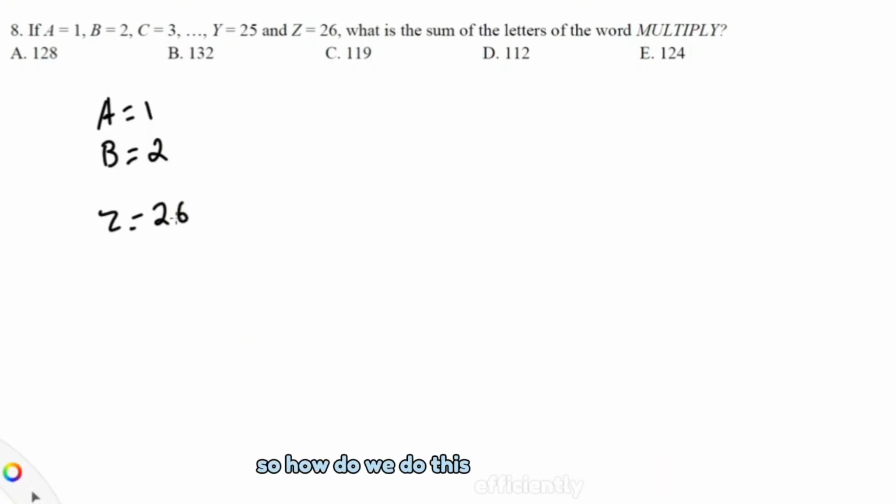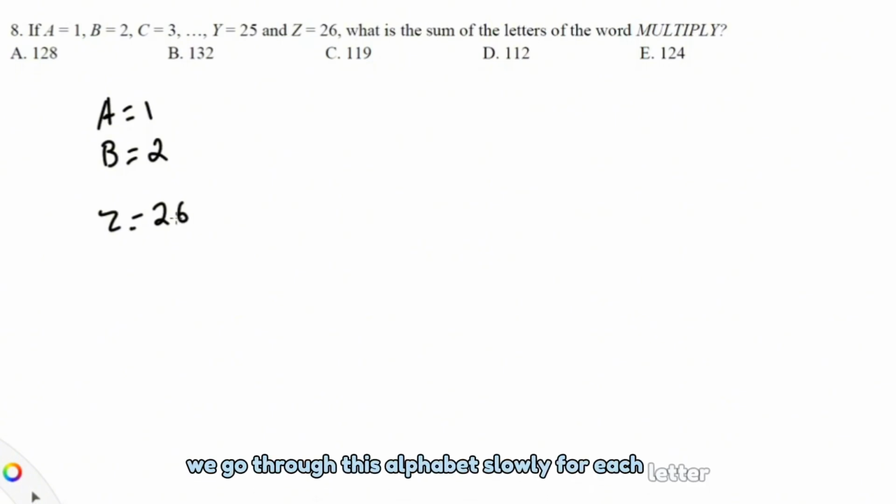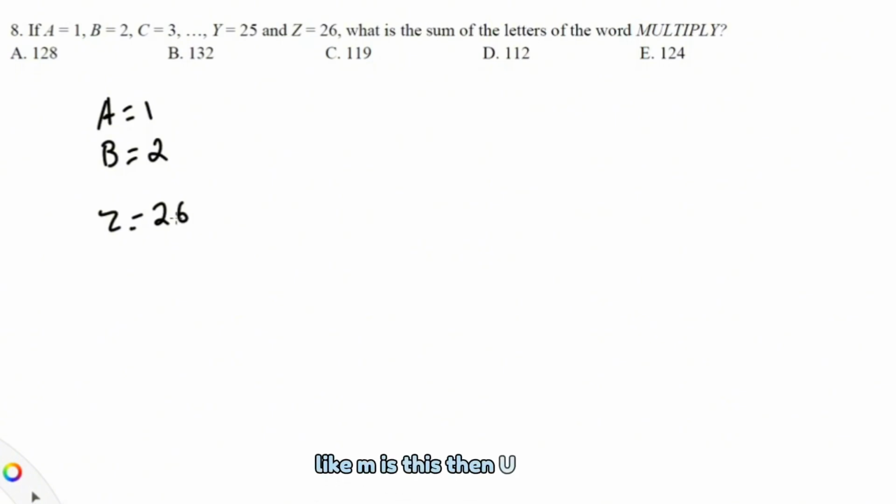So how do we do this efficiently, right? Because obviously we could go through this alphabet slowly for each letter. Like M is this, then U is this, and then find it out, right? But how do we do this faster? There's actually a trick, and it's by remembering this one thing.